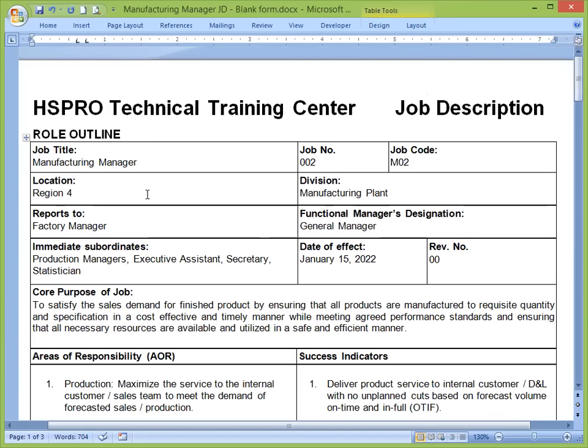Usually, this is next in line to factory manager and general manager. So in the future he can be a factory manager, or he can also be a general manager. All he needs is succession planning and development to become factory manager or general manager. Okay, that's it for now.